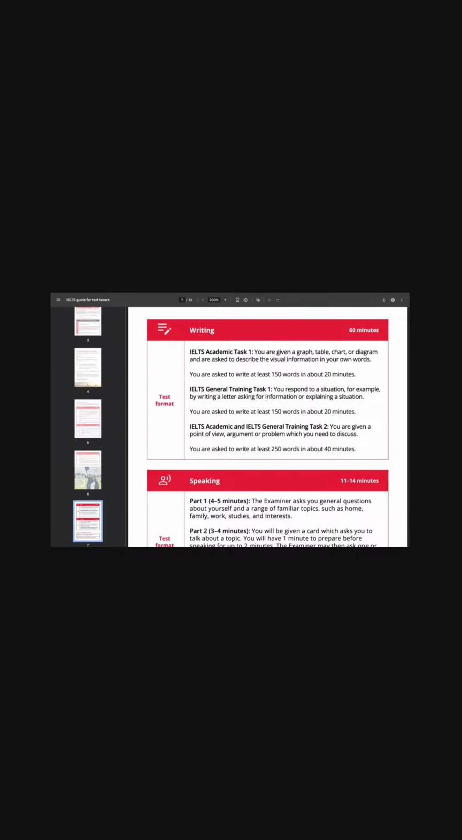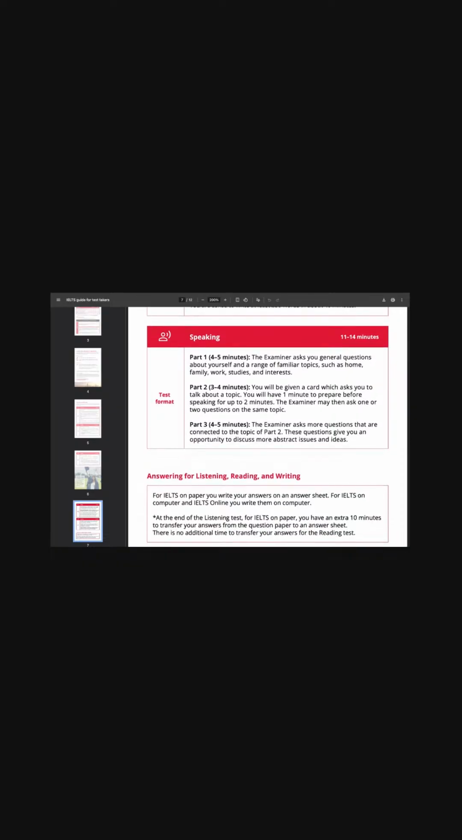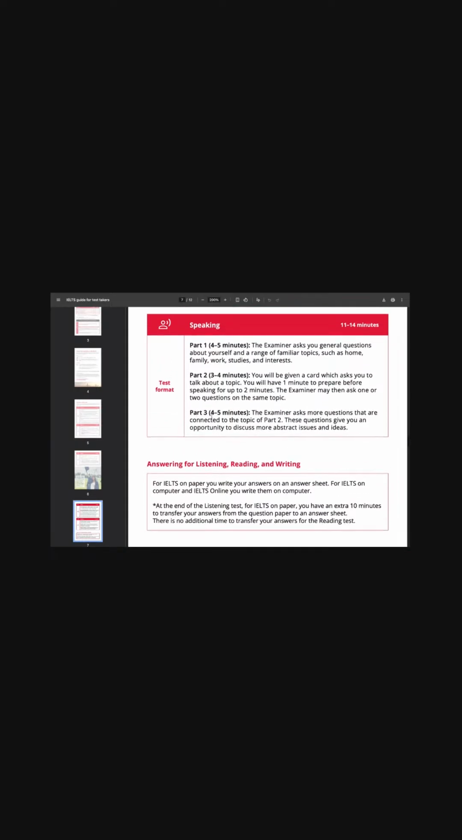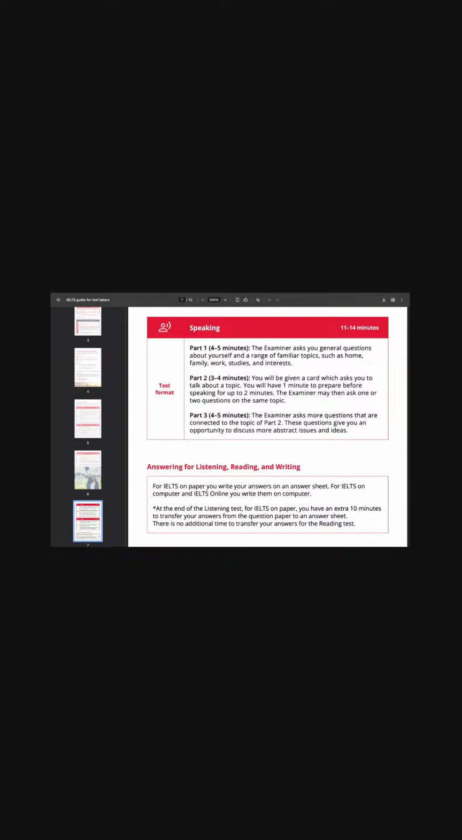I'm just giving this information about how it works, what the two different types are, which type you have to select, and what the contents of the different tests are. Speaking has 3 parts, and listening and speaking are the same for IELTS General or Academic. So there's no difference in those; only reading and writing differ between Academic and General. We will do some examples and practice as we go along, and then you will be able to get the information.